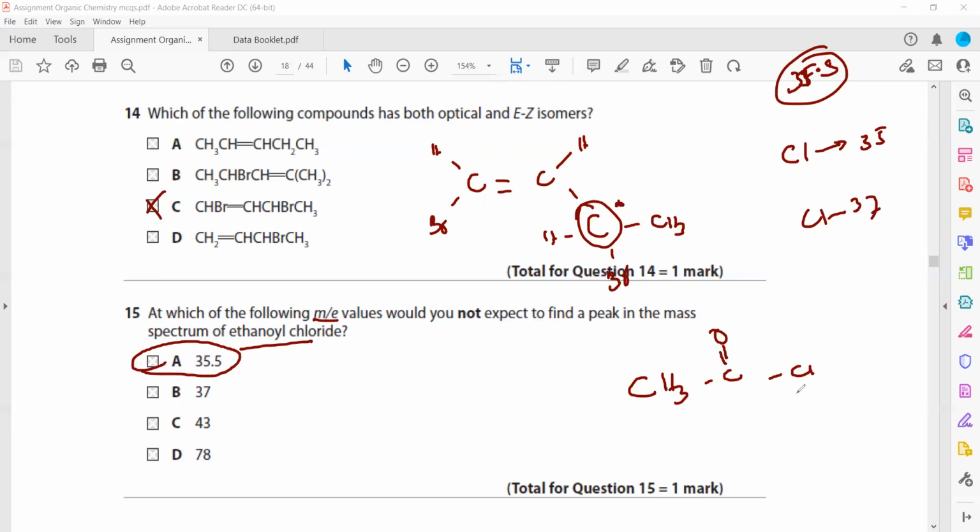Even if I get chlorine, I might get 35, I might get 37, but I don't get 35.5, because that is the average mass of the two. If we have one chlorine, it will be either 35 or 37. So that's why A is the right answer, which we don't expect, because that is not the mass of a chlorine atom, it is the average mass of the two isotopes. Is it clear, this one?